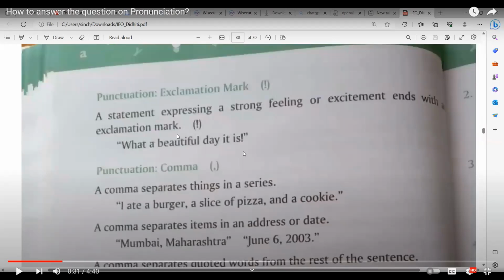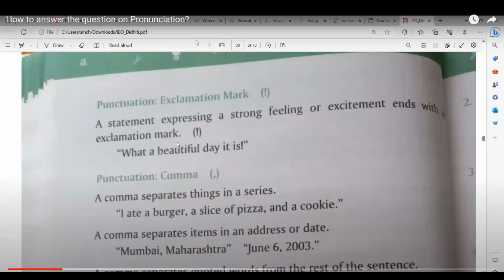Is it clear, everyone? Yes, ma'am. Ashmita and Tuhin, is it clear? Ashmita, is it clear, beta? Yes, ma'am. Tuhin, is it clear? Unmute yourself and tell me. Yes, ma'am. Great. Now, Tuhin, give me an example, beta, where we can use the exclamation mark. Yes, ma'am.